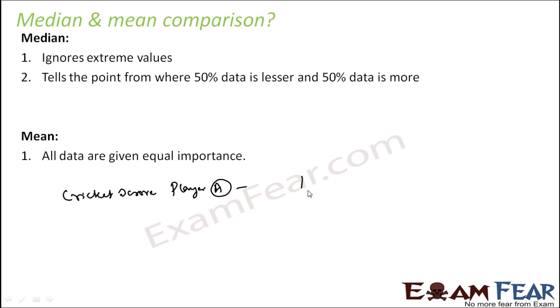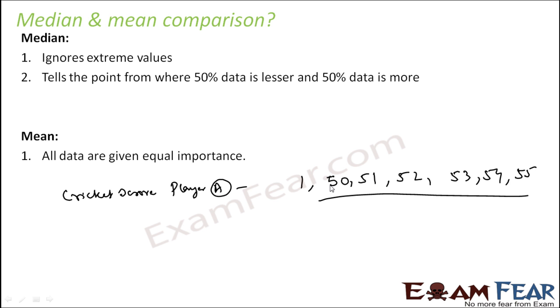So let's suppose one day he made one run, then he made 51, 50, then 51, let's suppose, then 52, then let's suppose 53, then again 54, and let's suppose 55. This is the score he has in 7 matches. So if you find the average, if you find the mean, you add all these and divide by 7, you get 316 by 7, that is 45. Mean score comes out to be 45 runs.